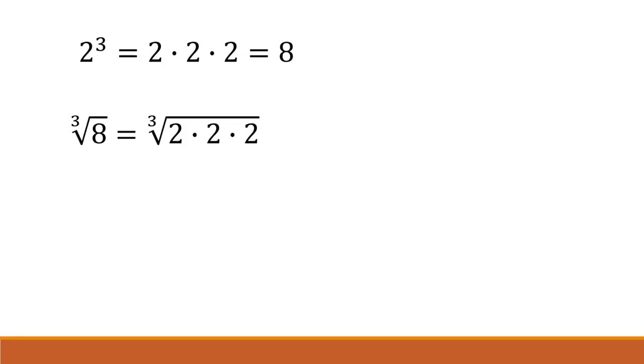Things like cube roots. Cube roots are related to perfect cubes. So if I tell you that 2 cubed is 2 times 2 times 2, or 8, then the cube root of 8 is the cube root of 2 times 2 times 2, and since there are 3 factors of 2 that are the same in 8, then we can say the cube root of 8 is 2.